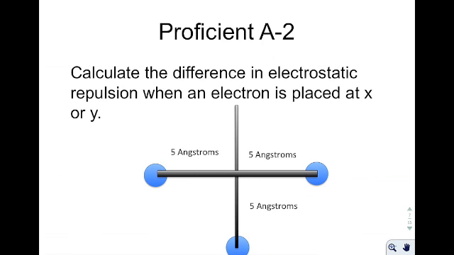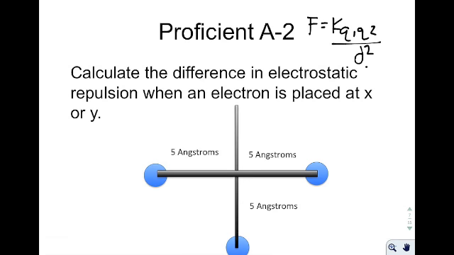In this question it says calculate the difference in electrostatic repulsion when an electron is placed at X or placed at Y. So in this one you actually have to do some calculations with Coulomb's law. Now some of you aren't familiar with Coulomb's law, so here's the equation. It's F equals k Q1 Q2 over d squared, where d represents the distance between 2 things, and then you have Q1 and Q2 representing the charge. So the first thing that you should realize is no matter what this particular situation is, we're talking about the electrostatic repulsions between 2 electrons.